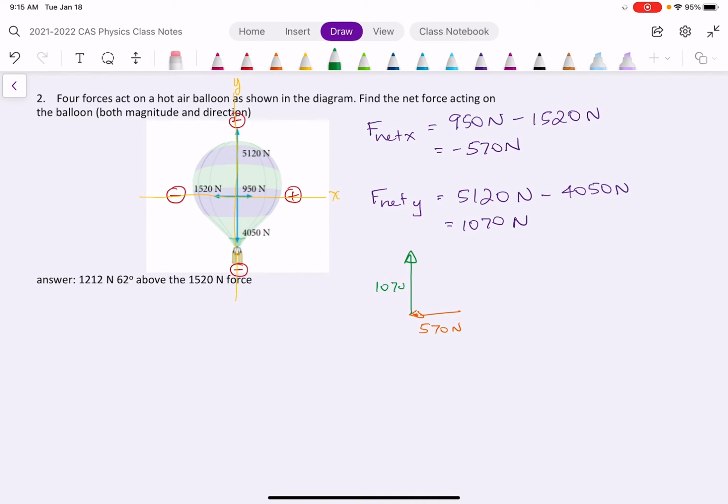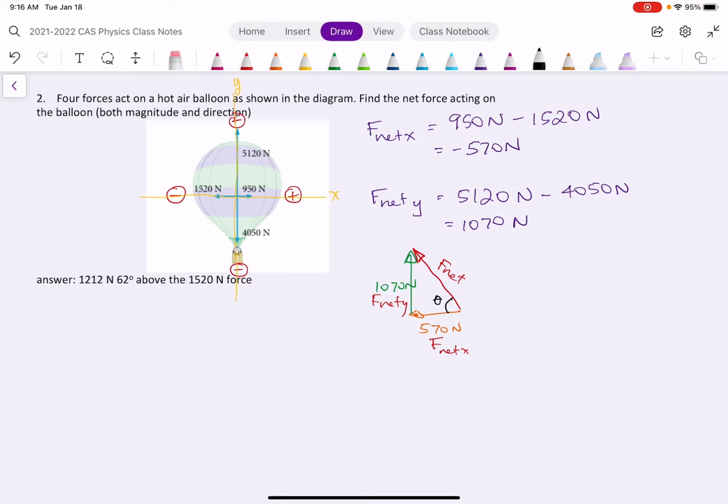This is 1070 newtons. And then the resultant, or the net force, is going to be a vector addition of those two. So this is my F net, and this is my F net in the x and my F net in the y. So there's 2 parts to this. We need to know what F net, the length of that red arrow is. We also need to know the direction it's pointing. All right, so let's do that math.